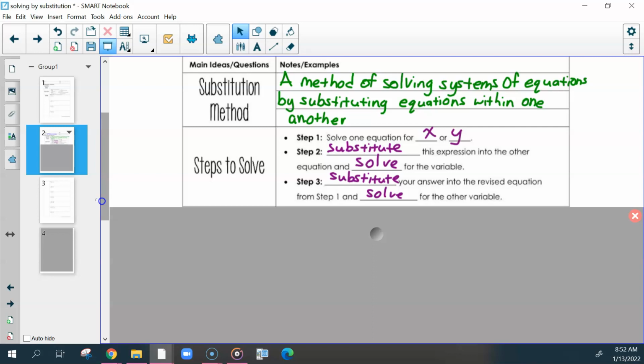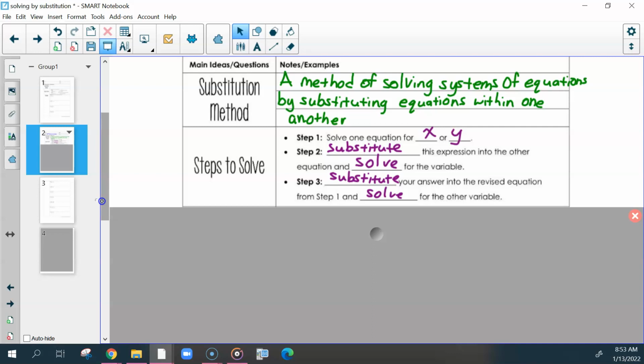The steps for this are: solve one equation for x or y, substitute the equation into the other equation and solve for the variable, substitute your answer into the revised equation from step 1, and we'll talk about that. That part doesn't really need to happen. And solve for the other variable. So it's a lot of solving, substituting, solving, substituting, solving.